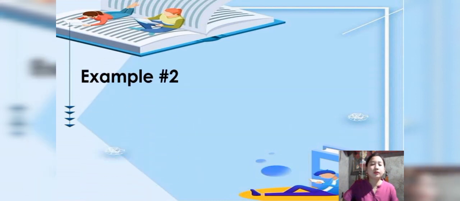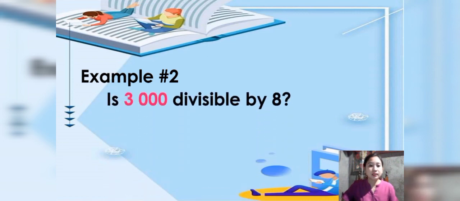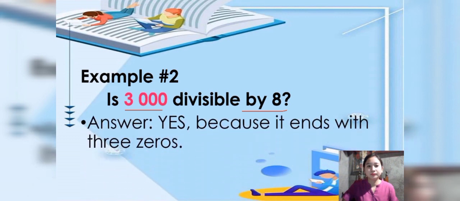Another example, is 3000 divisible by 8? The answer is yes. Why? Because it ends with 3 zeros. We said a while ago that if the number ends with 3 zeros, automatically it is divisible by 8.